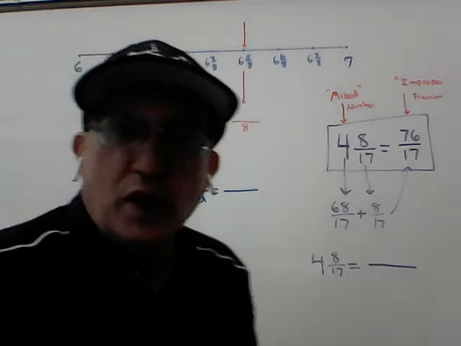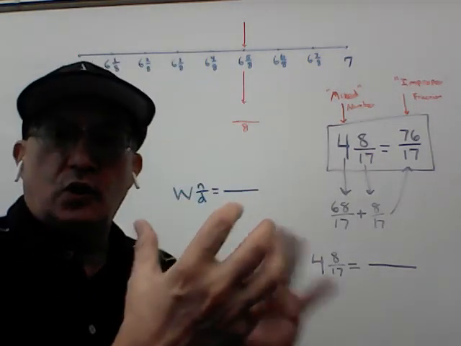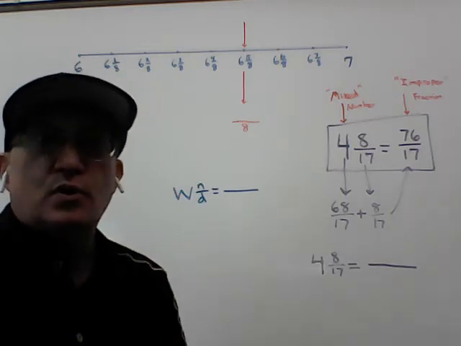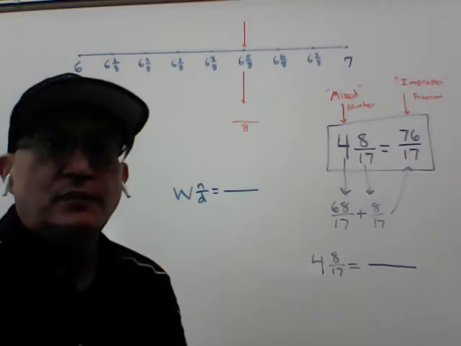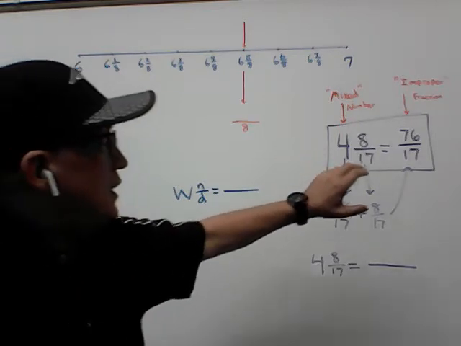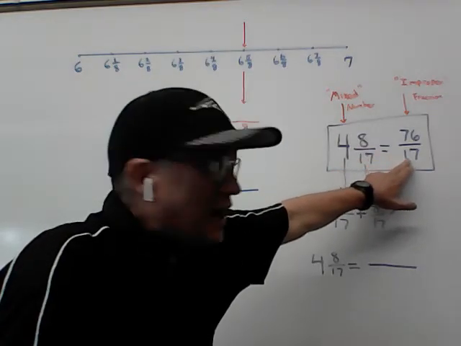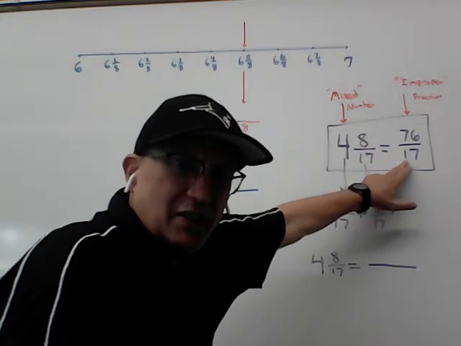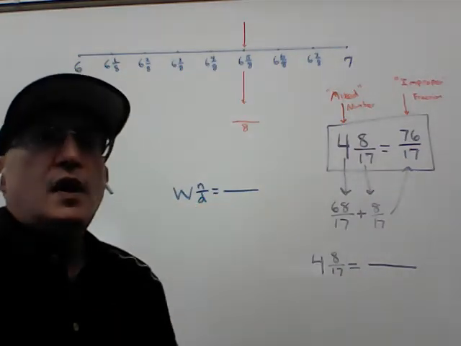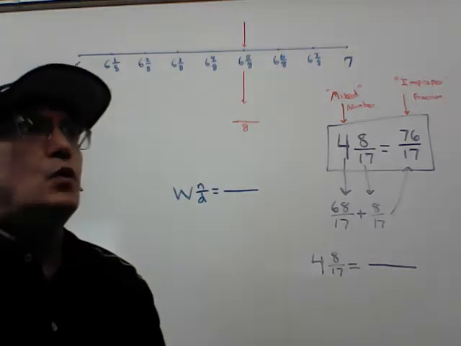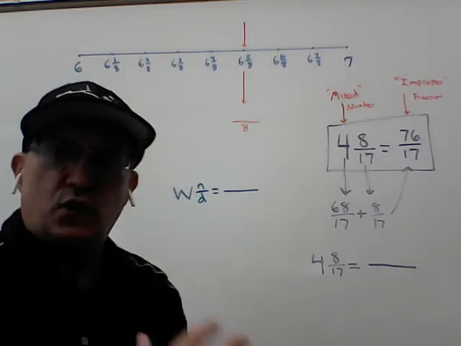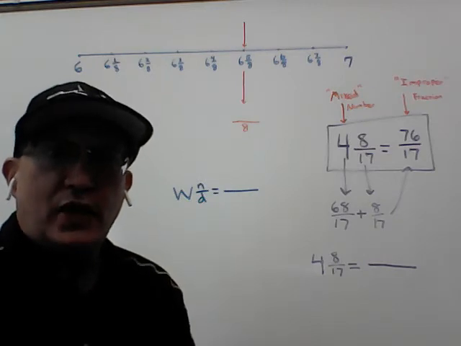Hello, fifth graders. We're going to reverse the way we look at these two different kinds of numbers, the so-called mixed number and the improper fraction. We began by asking if we have a certain improper fraction like 76 seventeenths, what is the mixed number that is equal to it? And the reason we do that, we often in mathematics have a preference for the mixed number. And why is that?